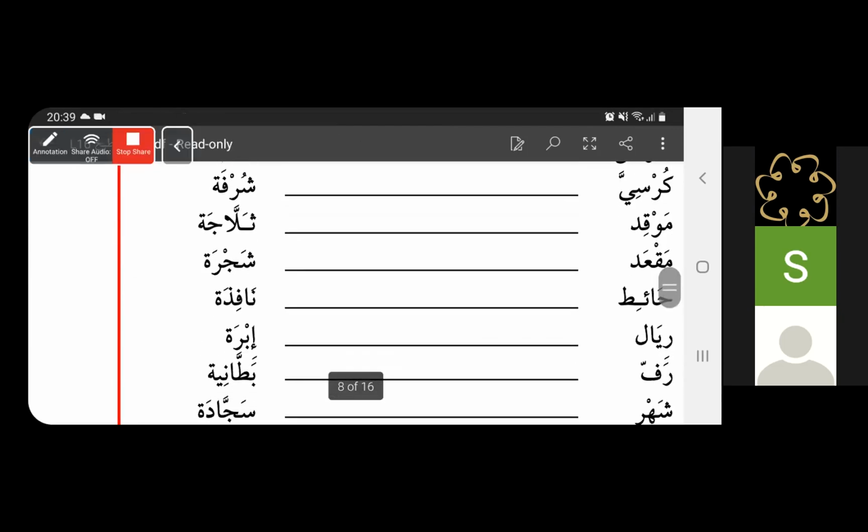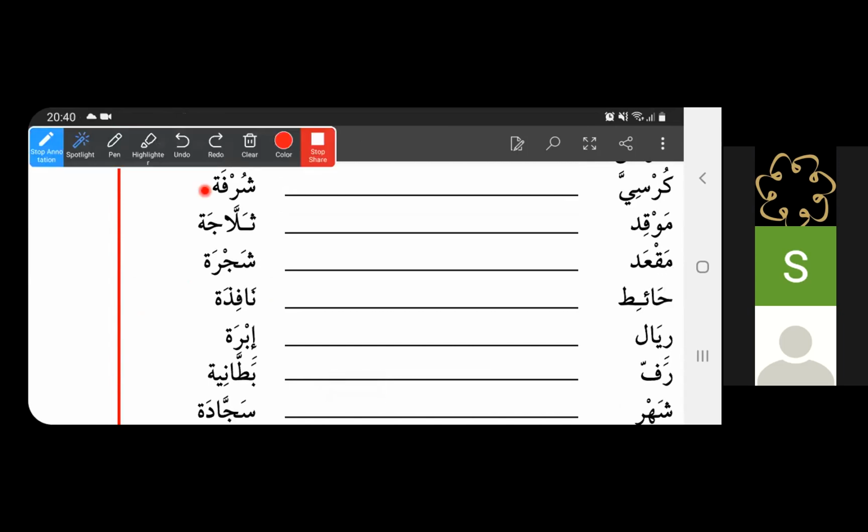نعم. شرفة. It was the balcony. Salaja, أحسنتي. Salaja is the fridge. Shajra is the tree. Nafida is, I think, the wall. Nafida is also the wall? No, نافذة, you're close. It's what is on the wall. It's a window. The window.